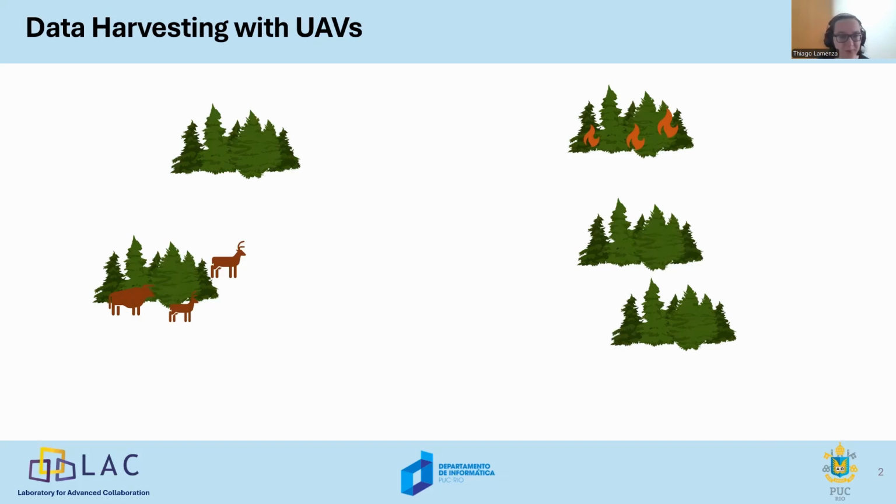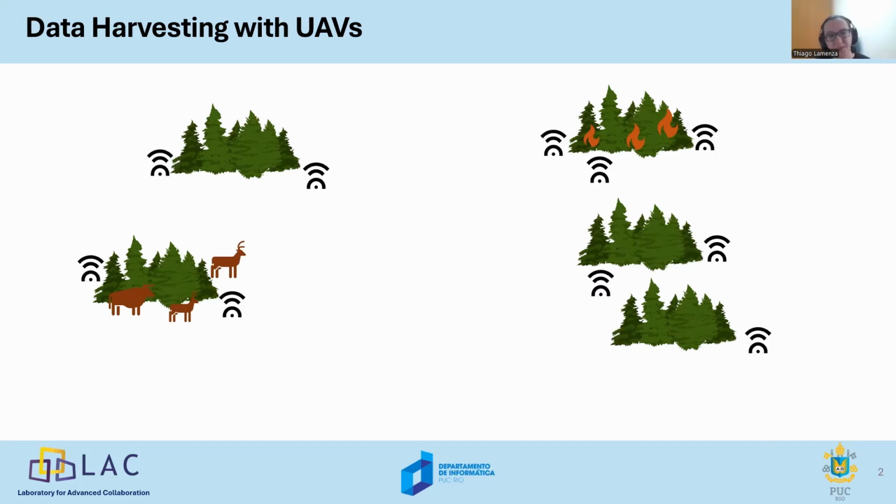Another solution would be to deploy autonomous sensors on the areas of interest. These sensors are capable of sustaining power without human intervention, and they're also capable of collecting information from the environment around them and collecting information about the areas of interest inside of this forest.